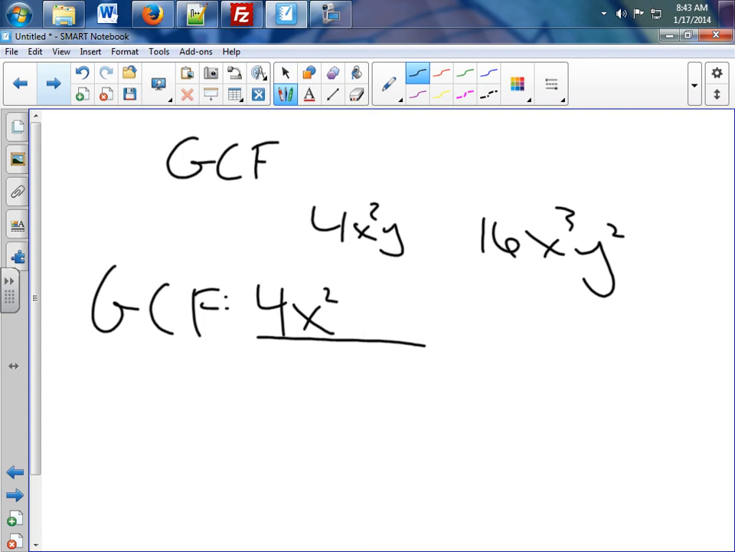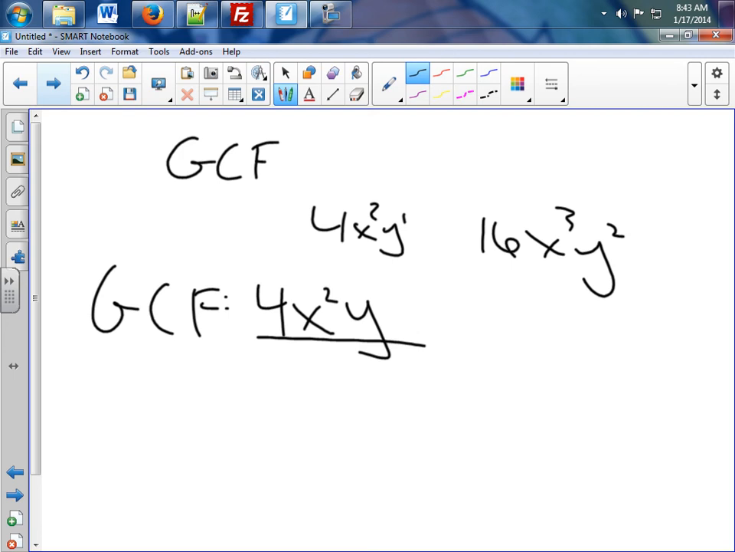Now I look at the y's. I have 1 y here, 2 y's there. What's the greatest number of y's in both of them? 1. And that is your GCF. Okay? Does that make sense?